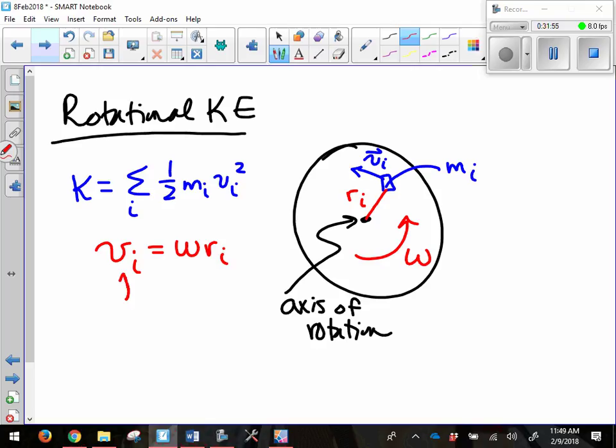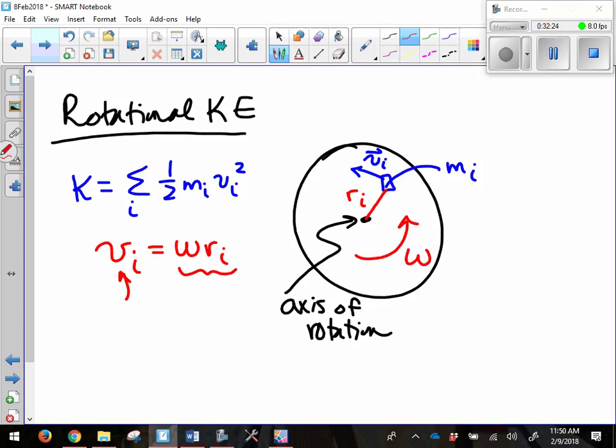So if it's meters per second on this side, it has to be meters per second on that side. Omega, like you guys said, is radians per second. R is in meters. So I have to multiply them if I'm going to end up with meters per second. Okay, just a way to kind of check yourself. But this will help you.